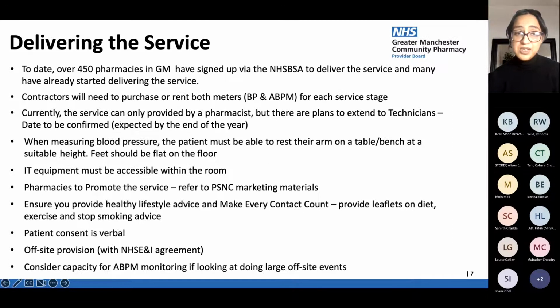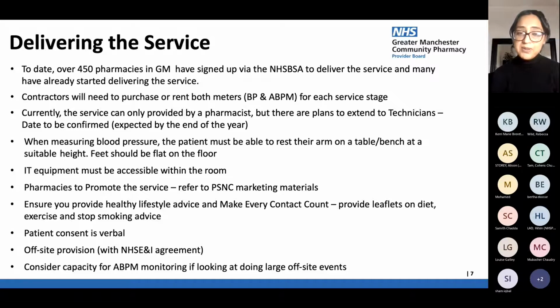So in terms of delivering the service, to date, over 450 pharmacies in GM have already signed up with the NHS BSA to deliver the service, and many pharmacies have already started delivering the service. We know that as of April 22, over 3,000 clinic checks had been completed by pharmacies. Contractors will need to purchase or rent both meters, blood pressure and ABPM meters, for each service stage. Currently, the service can only be provided by a pharmacist, but there are plans to extend to technicians, and the date is to be confirmed, and this is expected by the end of this year.